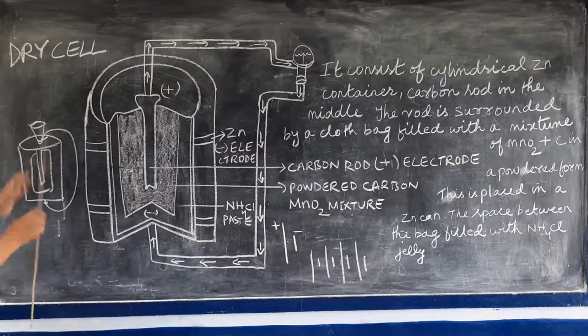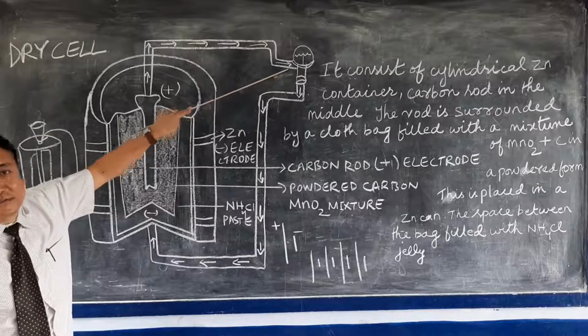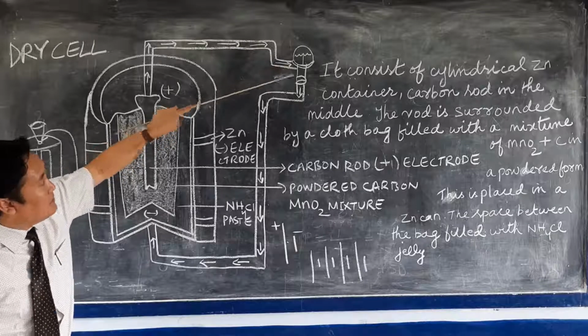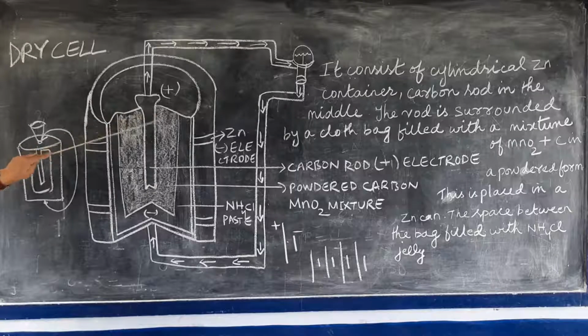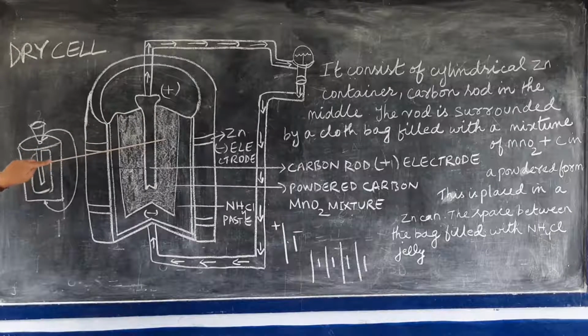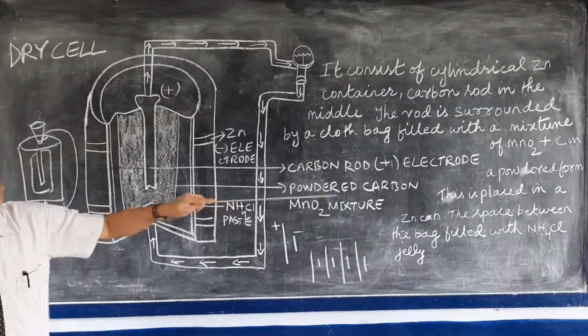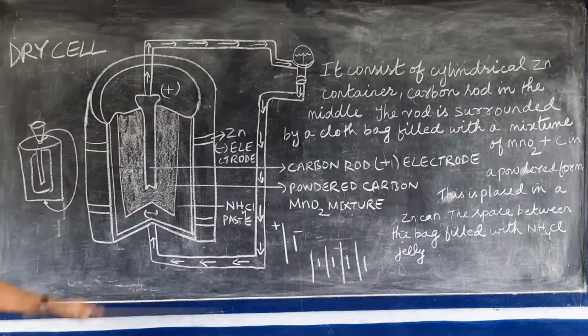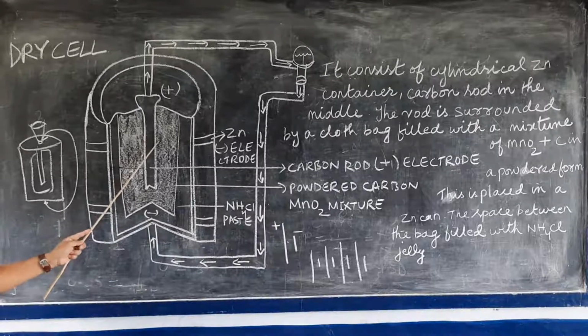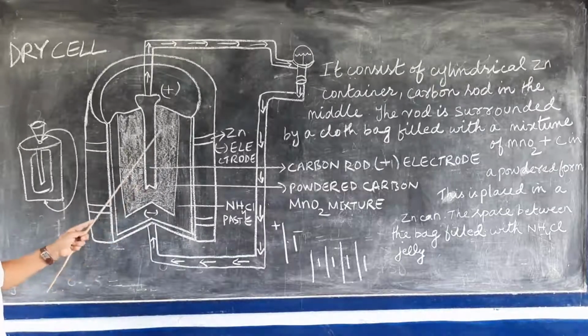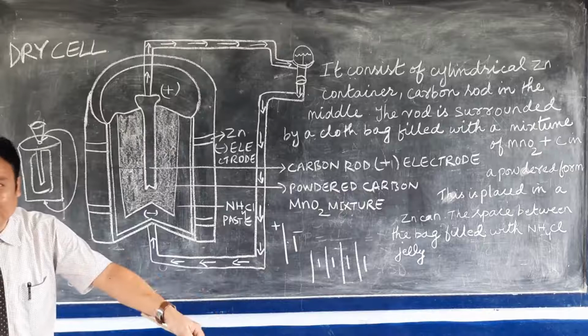When you connect it, what will happen? The bulb glows. The bulb glows because the chemical energy stored in this cell is converted into electrical energy. The chemical reaction taking place inside this cell is very slow, so therefore this cell will last for a long time.